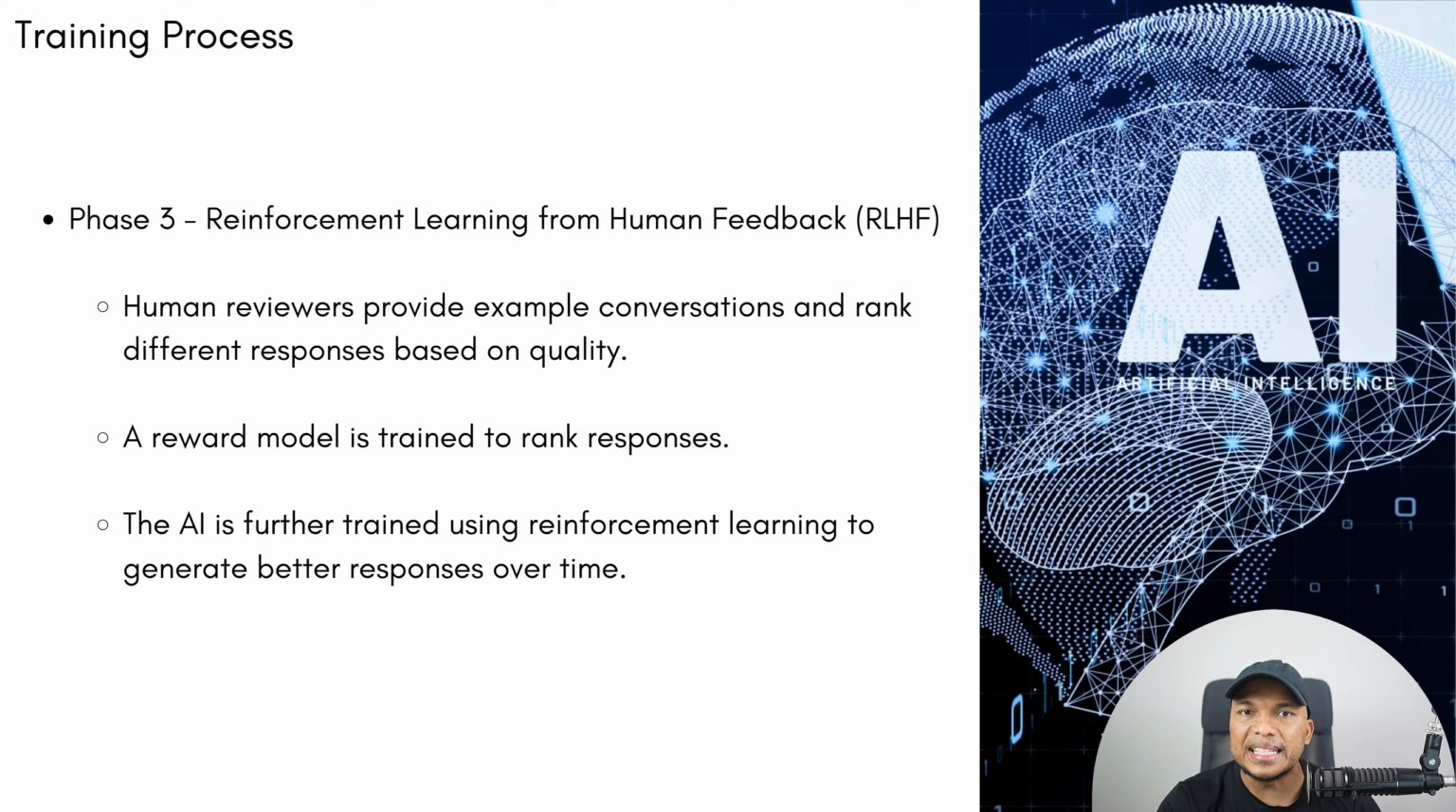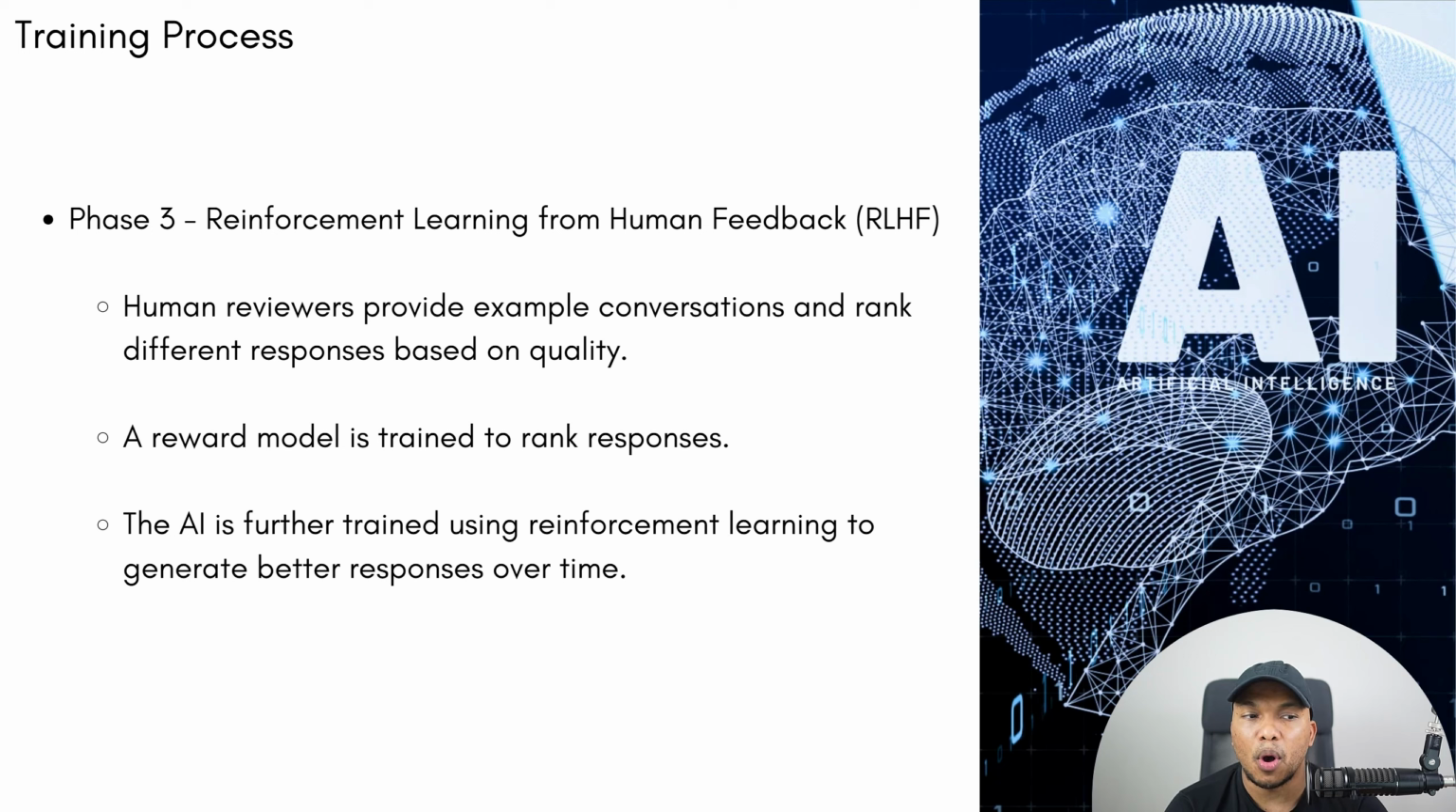Basically, the human will ask different types of questions on ChatGPT, and depending on the kind of answers that ChatGPT gives back, that human will be able to grade the quality of the responses and then simply choose the best one. A reward model will then be trained to rank the responses, and eventually the AI will be trained to use reinforcement learning to generate better responses over time.